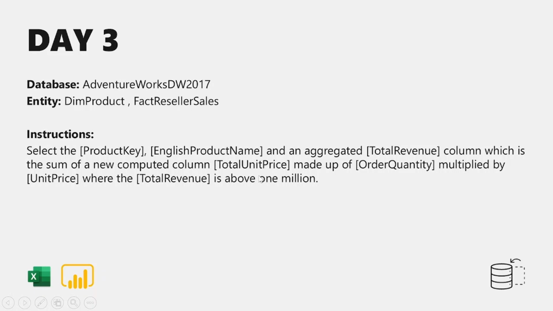From what I see here, we have to multiply order quantity by unit price to get total unit price. And from here, we have to aggregate this to get total revenue. Then we filter for where the total revenue is above 1 million. So let's go over to Power BI.